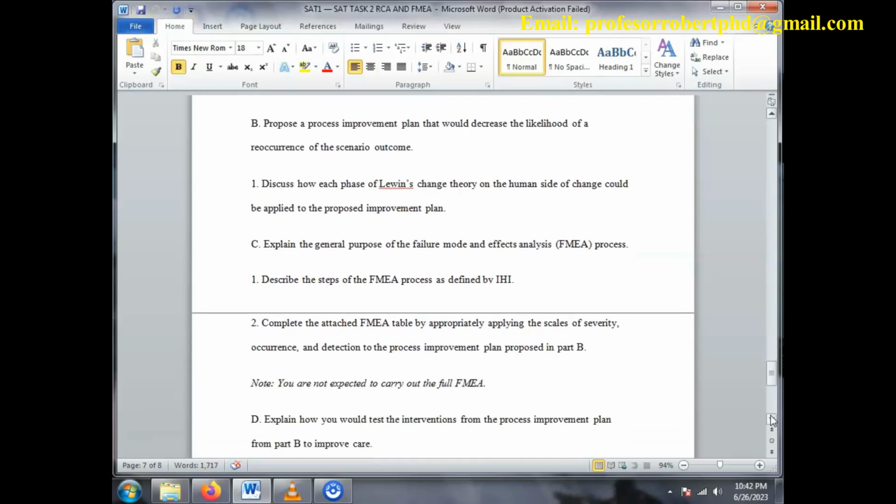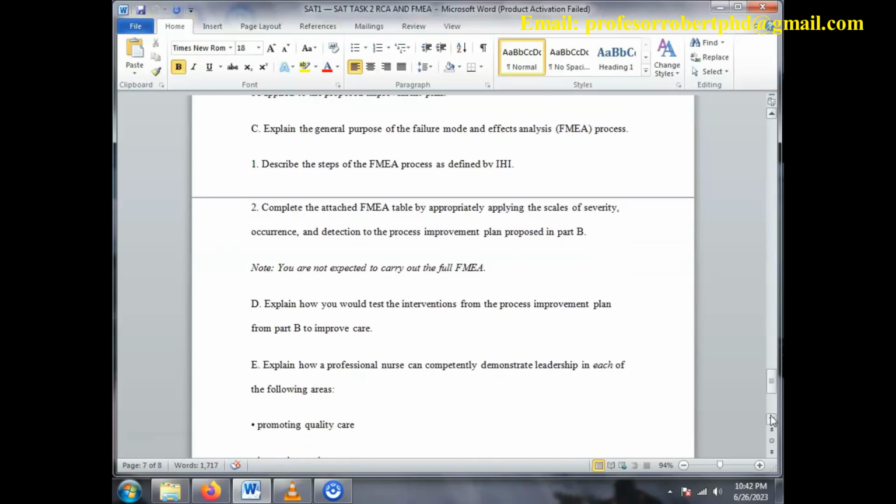1. Discuss how each phase of Lewin's change theory on the human side of change could be applied to the proposed improvement plan. C. Explain the general purpose of the failure mode and effects analysis (FMEA) process. 1. Describe the steps of the FMEA process as defined by IHI. 2. Complete the attached FMEA table by appropriately applying the scales of severity, occurrence, and detection to the process improvement plan proposed in Part B. Note: you are not expected to carry out the full FMEA.